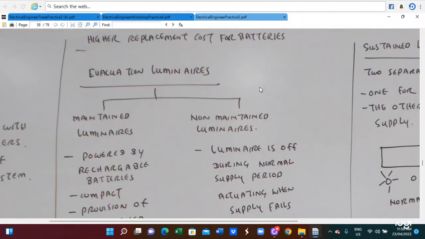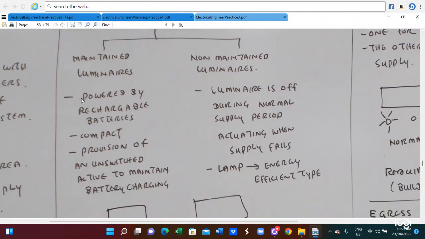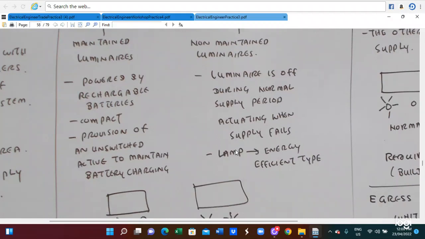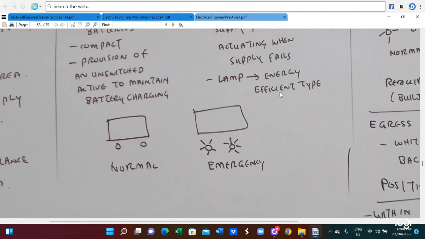Here is an evacuation luminaire. There are two kinds of system, maintained luminaires and non-maintained luminaires. Maintained luminaires are powered by a rechargeable battery, with the lamp provision on an unswitched supply to maintain battery charging. Non-maintained luminaires are off during the normal supply period and illuminate when the supply fails, and the lamps provide energy-efficient light. We must have energy-efficient light. This is the diagram symbol for normal, and this is the emergency.